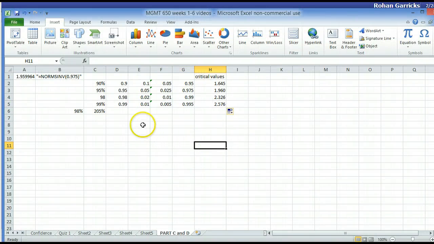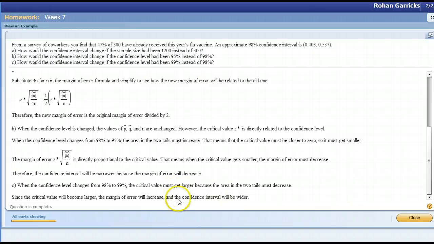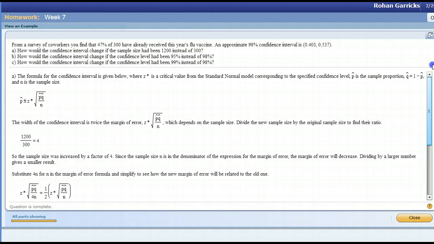And in part 3 they want to know if we go up to 99%, which is going to give us a critical value of 2.57, and again the critical value is going to be larger, so it's going to make the interval larger. So that's essentially what this question is all about. It's building on a lot of principles in terms of understanding what this expression is, and if you were to change factors in this expression, what happens.